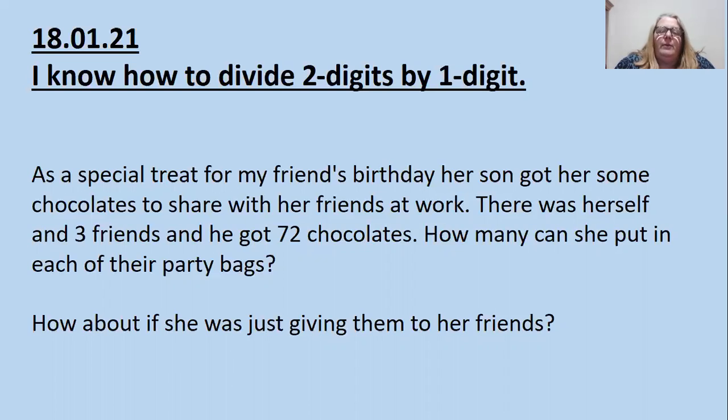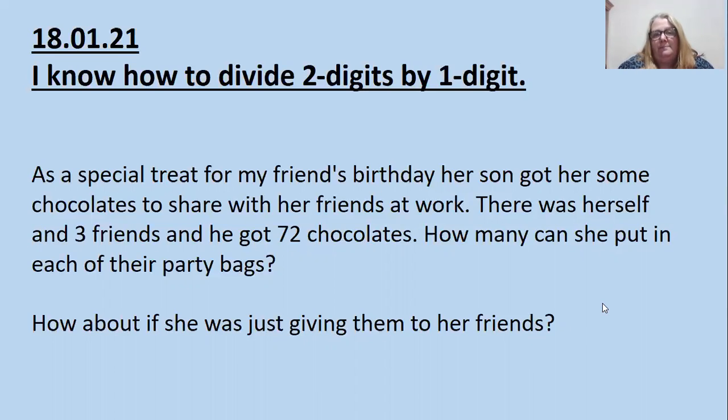As a special treat for my friend's birthday, her son got her some chocolates to share with her friends at work. There was herself and 3 friends, and he got 72 chocolates. How many can she put in each of their party bags? Okay, so that's the first thing it's asking you to do, is to figure out how many chocolates they'd have each. There is a bit of a challenge at the bottom if you get that done, and that's if she was just giving them to her friends and not having any herself, how many would they have each?